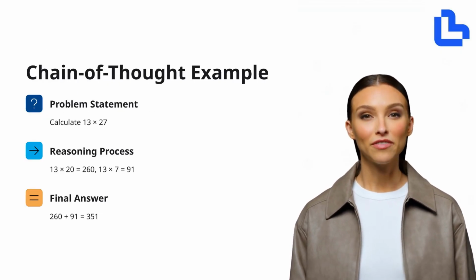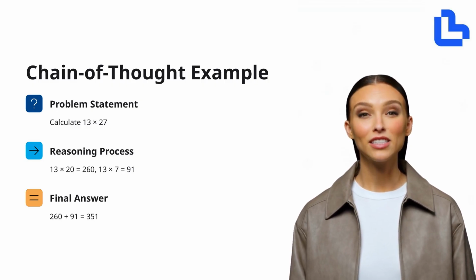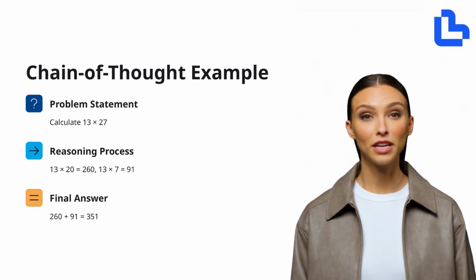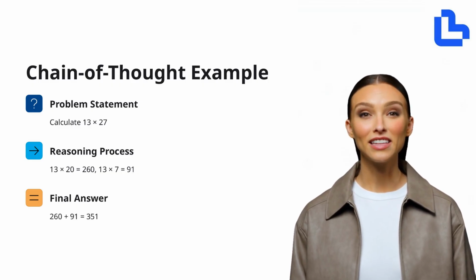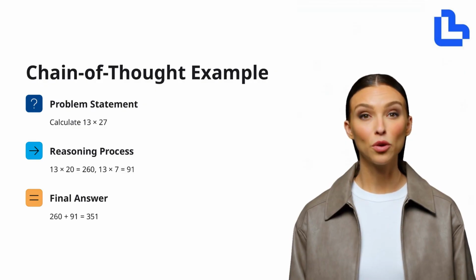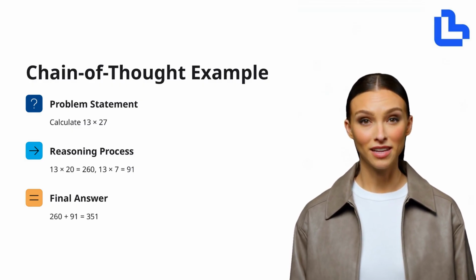Let's now bring chain-of-thought prompting to life with a practical example. This technique is all about encouraging the AI to reason step by step, and it's especially useful for solving complex problems or verifying logical accuracy. Here's the example. We asked the AI to calculate 13 times 27. Now, instead of just giving us the answer, we prompt it to explain its reasoning. The AI might respond like this.